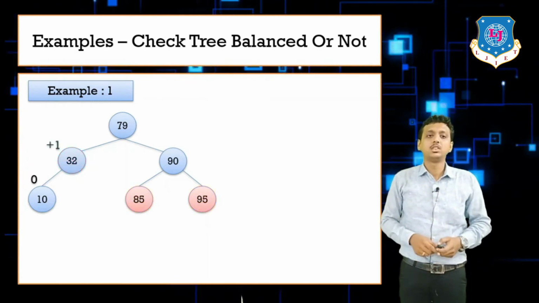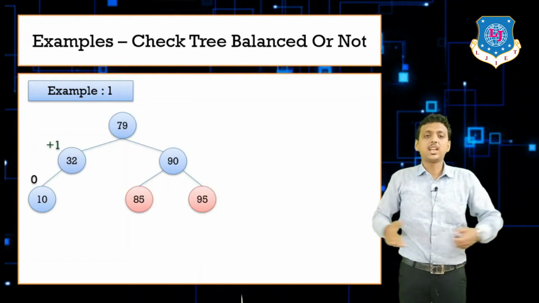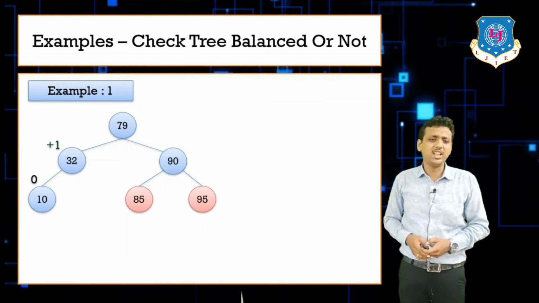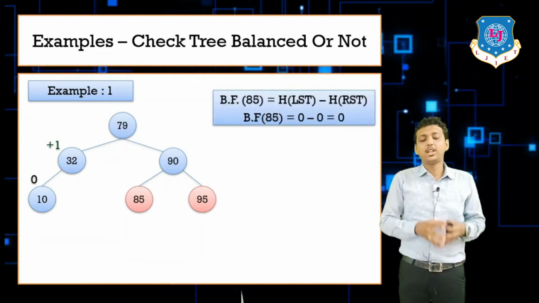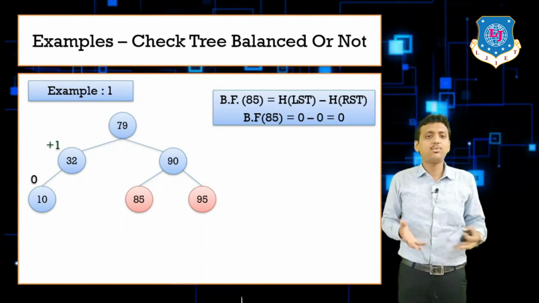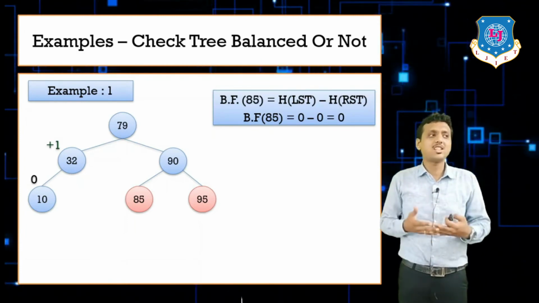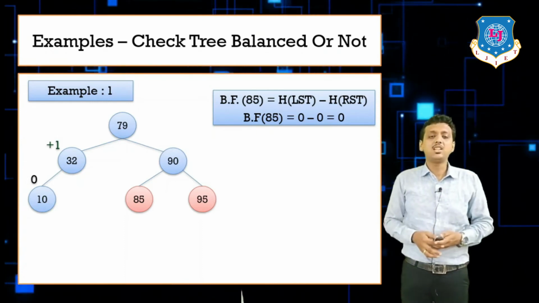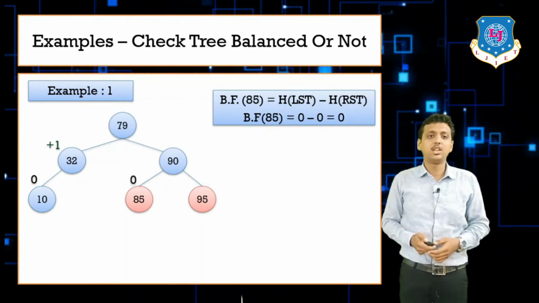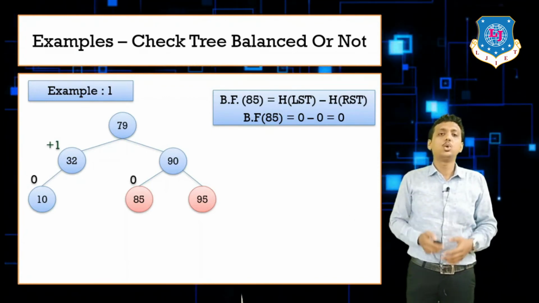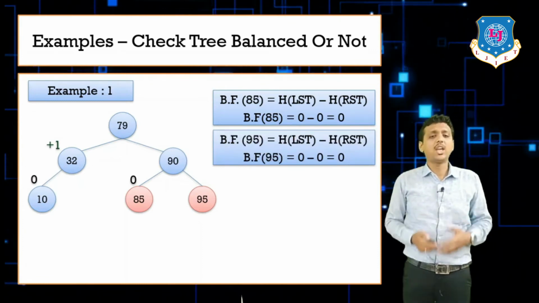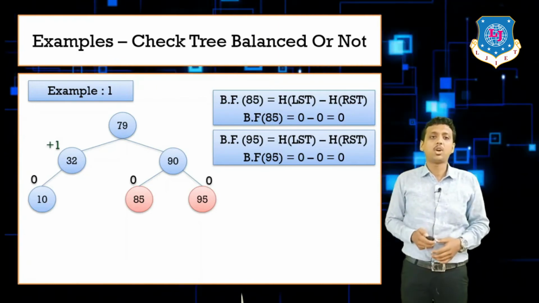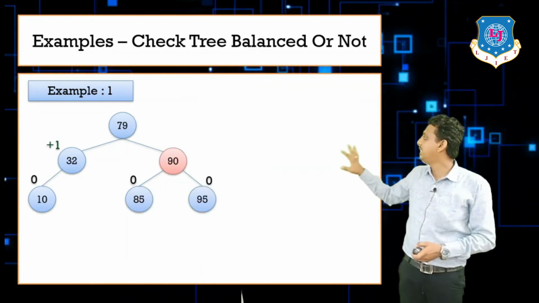Okay, now let's move to 85. Node 85 is a leaf node. It does not contain any left subtree or right subtree. That's why the height of its left subtree is 0 and the right subtree height is 0. 0 minus 0, the total becomes 0. So the balancing factor for node 85 is 0. Now for node 95, again a leaf node, the balancing factor is 0.